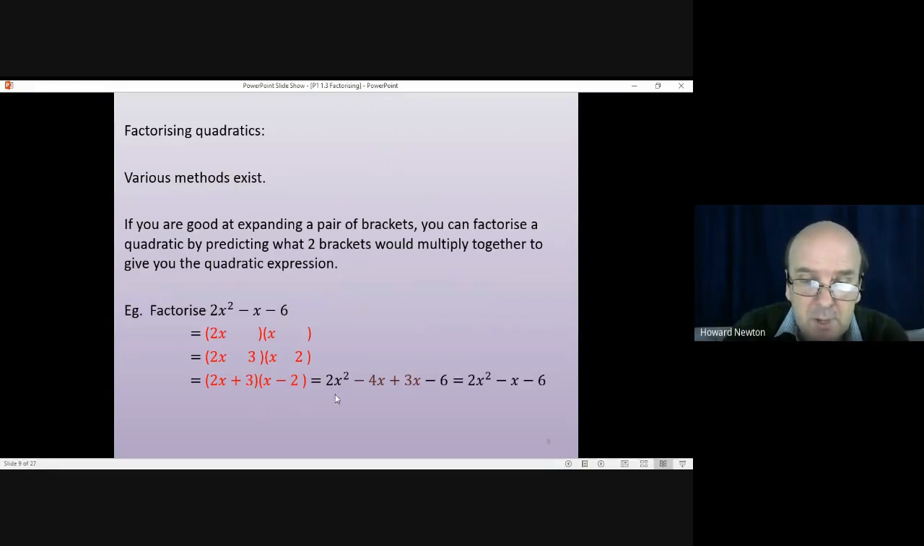You get 2x squared. It's the middle two terms that you always need to keep an eye on. You get minus 4x plus 3x, and that gives you the minus x that you want. And 3 times the minus 2 is minus 6.